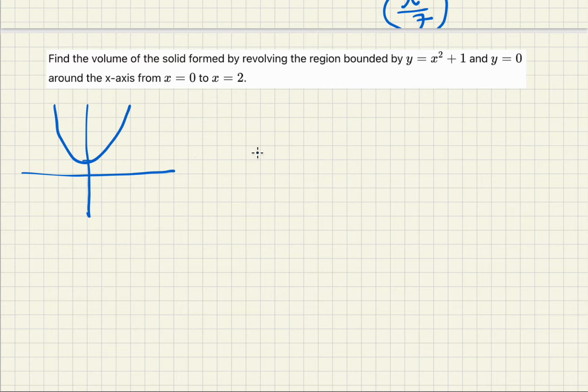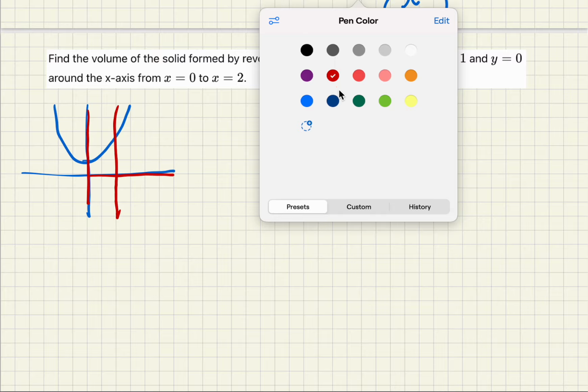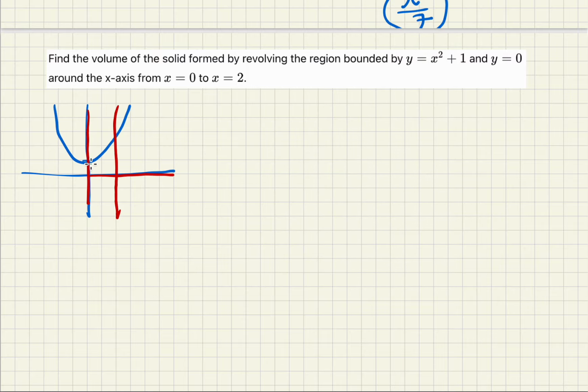And now we just input all the equations. Y equals 0 is this horizontal line. X equals 0 is this vertical line. And x equals 2 is this vertical line. And so we have a much clearer image. This is the area we're dealing with right now.